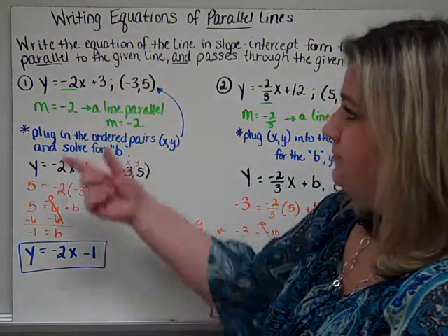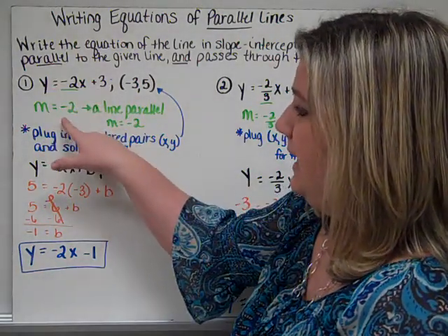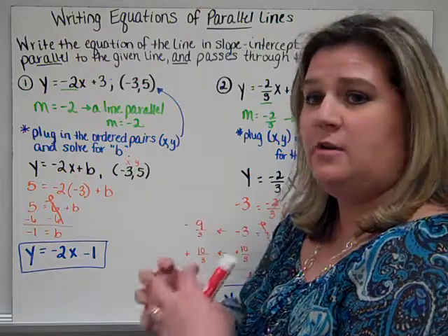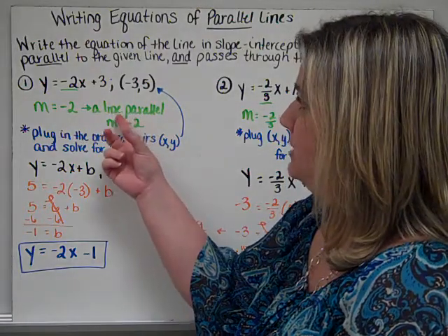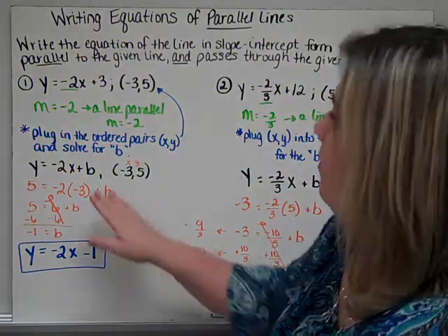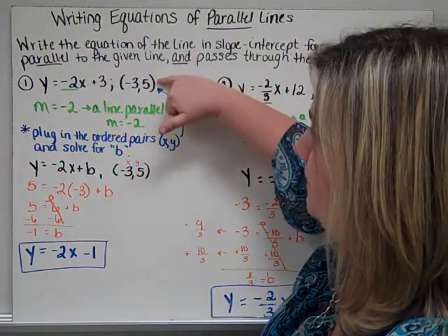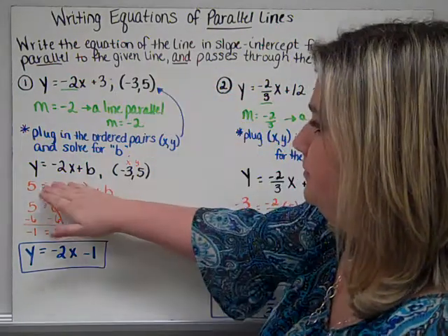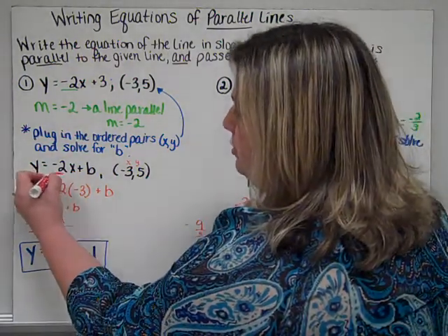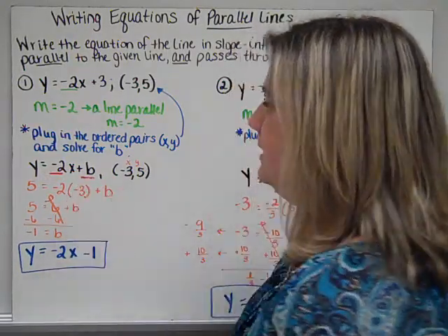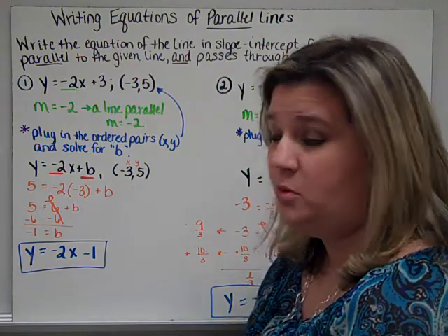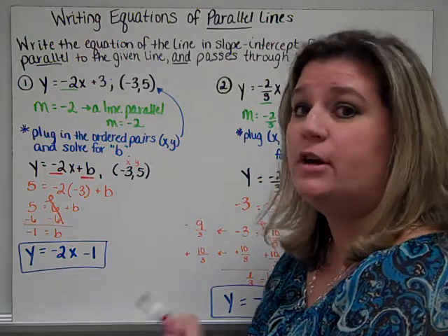The first thing we're going to do is identify the slope. Here my slope is -2. I can clearly see that in slope-intercept form. When we're talking about parallel lines, we know that the slope is going to be the same. Now we plug the ordered pair (-3, 5) into my equation and solve for b. We always put in our new slope and plus b, because we're solving for our new intercept. With parallel lines, they have the same slope, but we don't know what the y-intercept is.